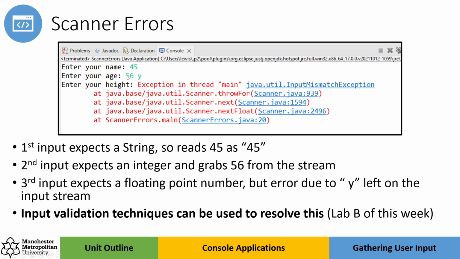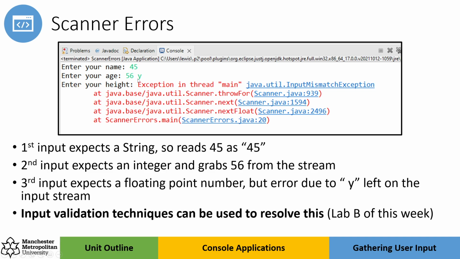The second thing we're asking the user for is an age. So in this case, they've passed in 56 space y. The nextInt method will just fetch the next integer it sees. So it'll fetch 56, and then it won't fetch anything after that because it's satisfied that's an integer. So that's fine.